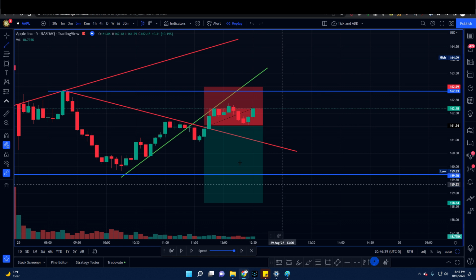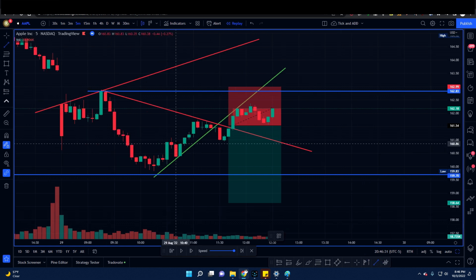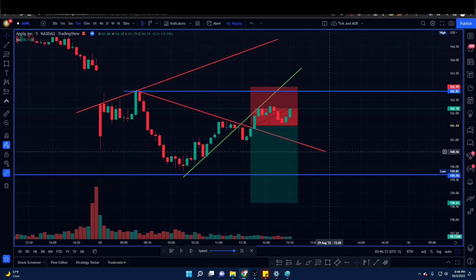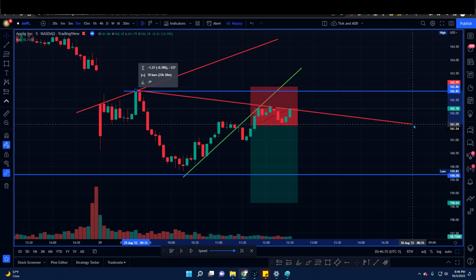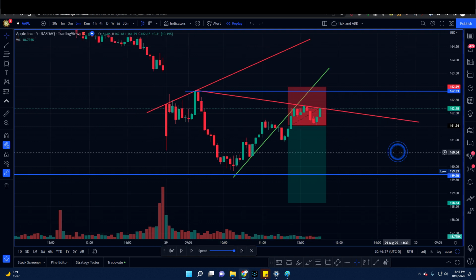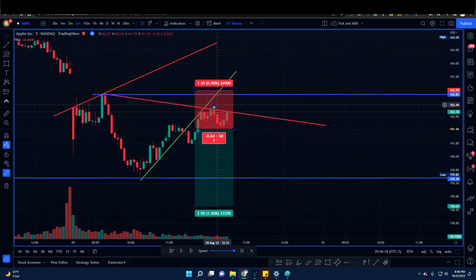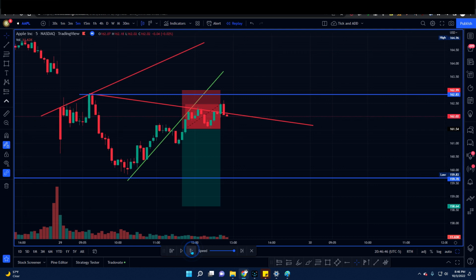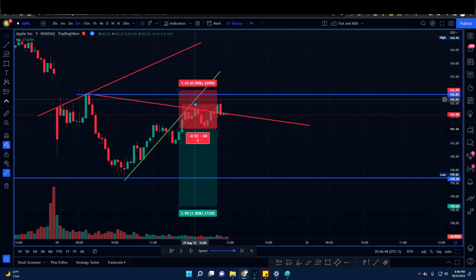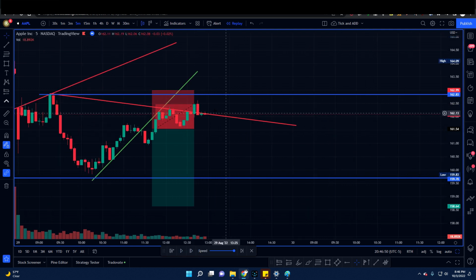Okay, really nothing here. If we can take this and adjust it to here, that might be a little bit better. We're still expecting selling to happen between here and here. 1, 2, 3, 4, 5. Okay, so we are getting some selling at this line, but it's able to push above it more than it's able to push below it.